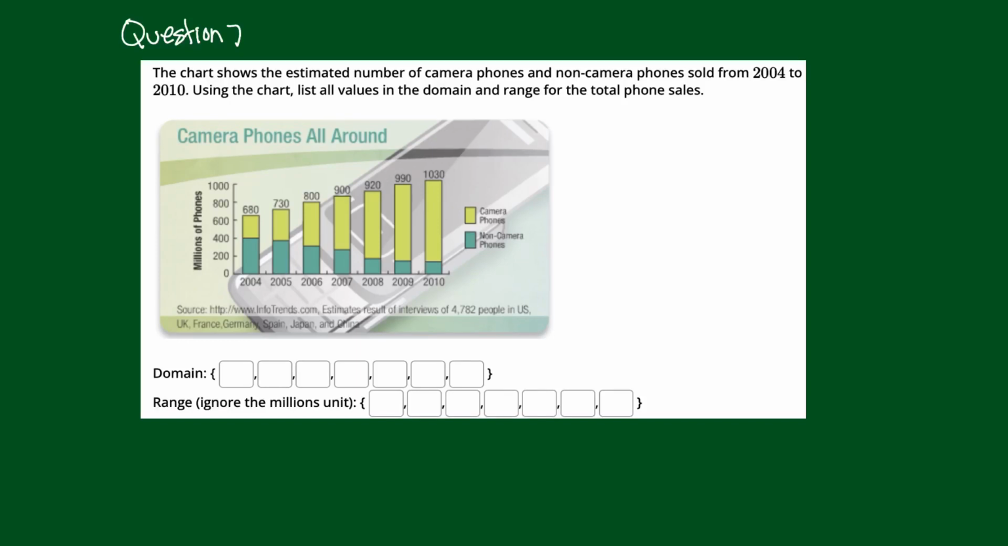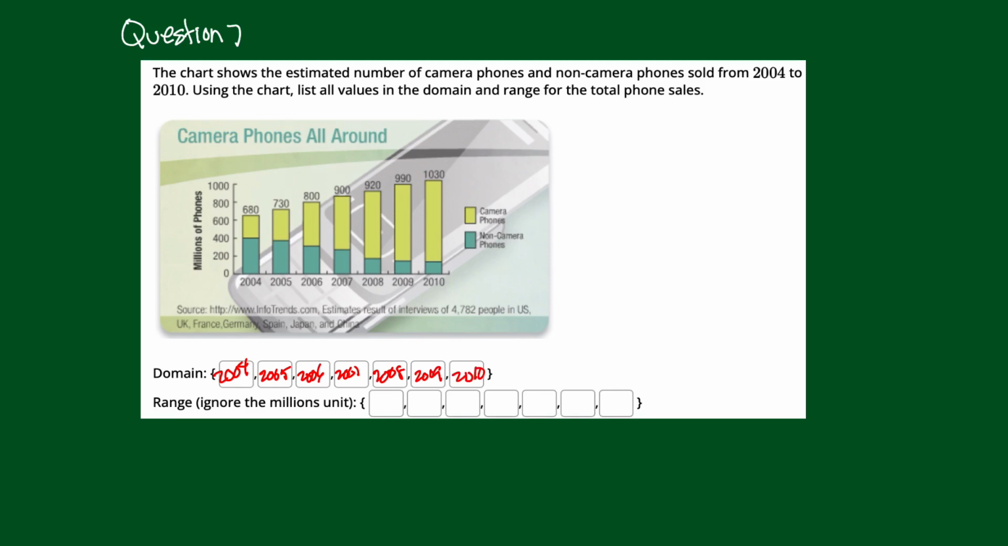Question 7, let's read it. It says the chart shows the estimated number of camera phones and non-camera phones sold in 2004 to 2010. Using the chart, list all the values of the domain, the range, and the total phone sales. All right, what's the domain? These are the input values, along the horizontal. We've got 2004, 2005, 2006, 2007, 2008, 2009, and 2010.